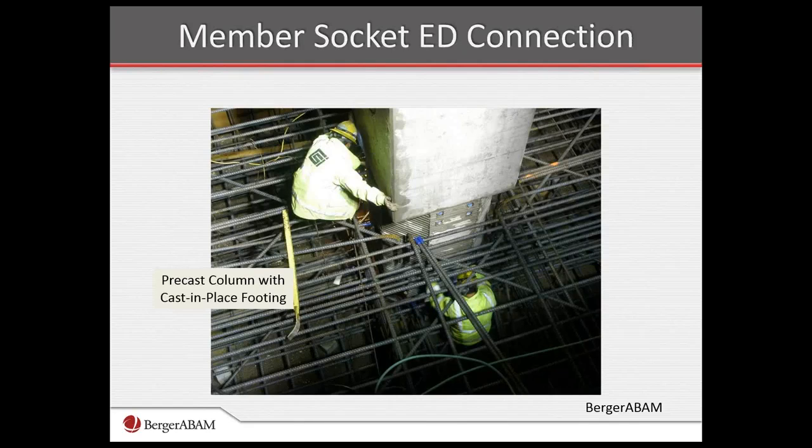So this photo shows an example of the member socket energy dissipating connection. This is from the Highways for Life project, or similar to Highways for Life project. This was on a project that we had where we used 14 of these in a single combined footing. See, the plastic hinge zone would be up by the upper person that has his hand on the column, and then the socket is down into the foundation steel, which is being tied at the moment here.